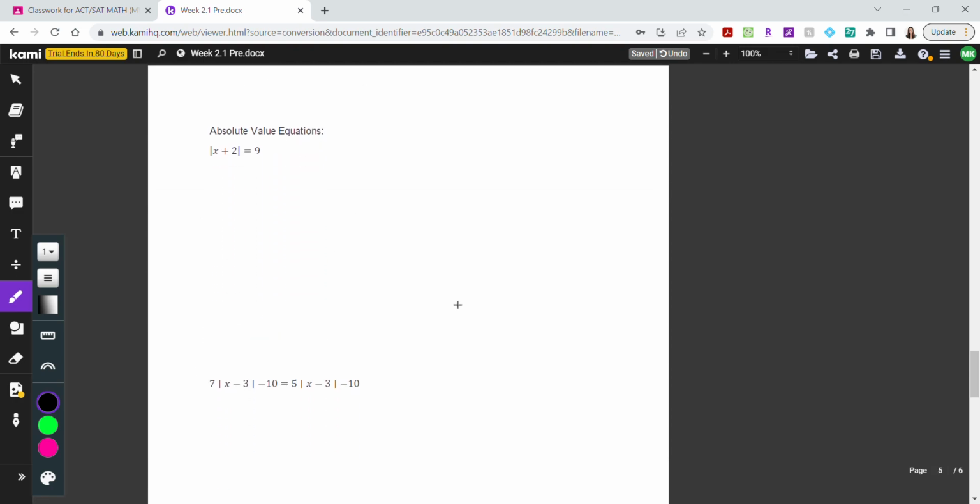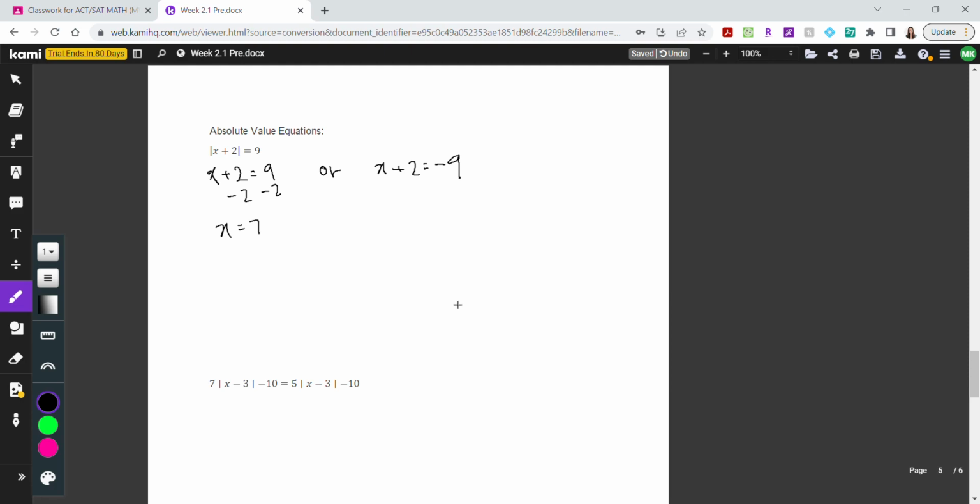And now, absolute value equations. Fun. So now with absolute value equations, because we know that it's the distance from 0, we would have to write our solution like this. So we have x plus 2 equals 9, or x plus 2 equals negative 9. You need to do this in order to solve it. Now, again, from here, we're going to combine like terms. So we have on one side, x equals 7.